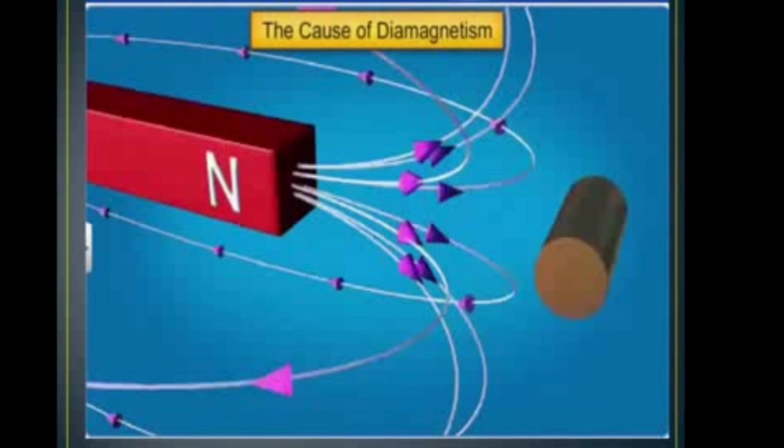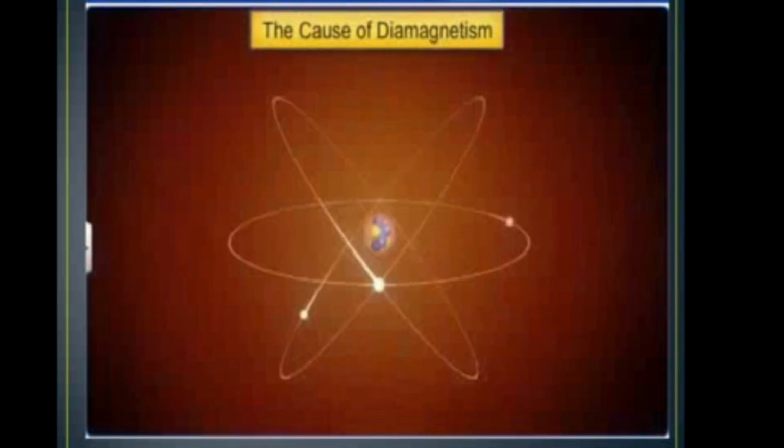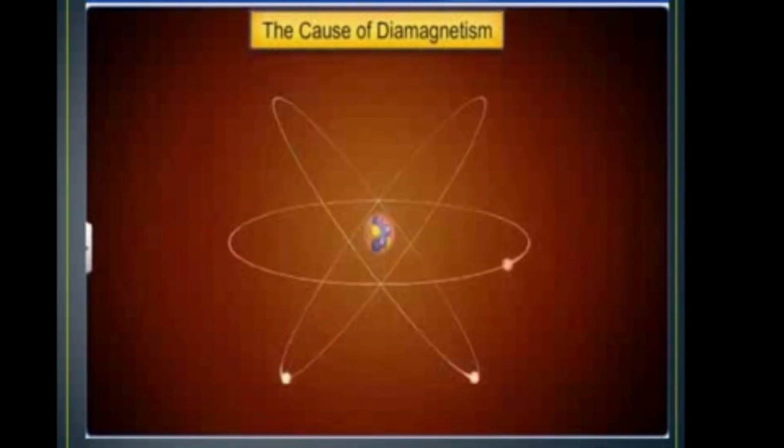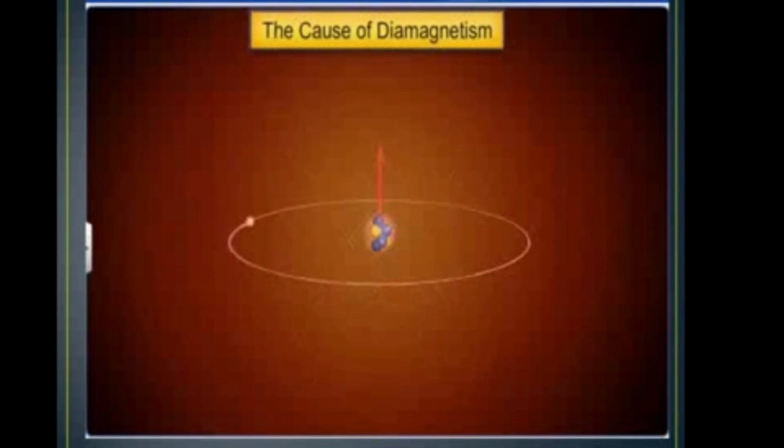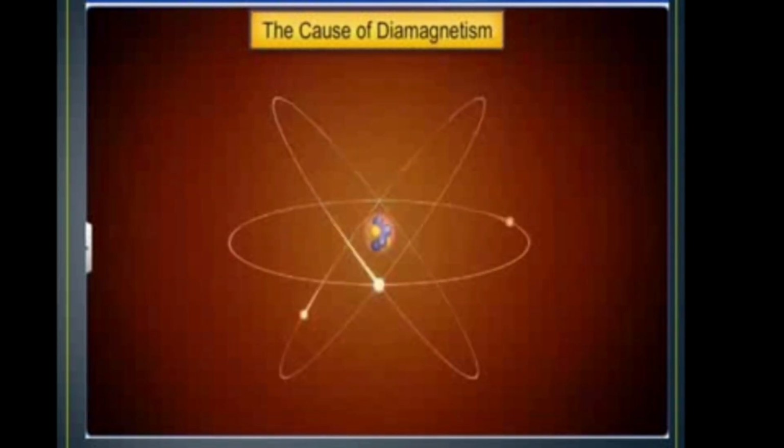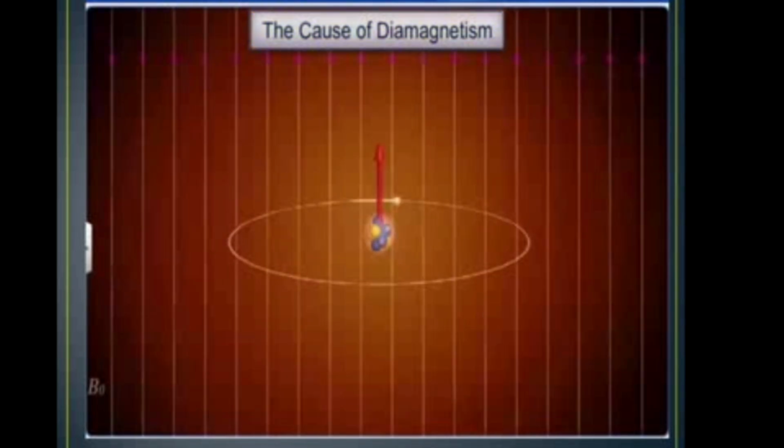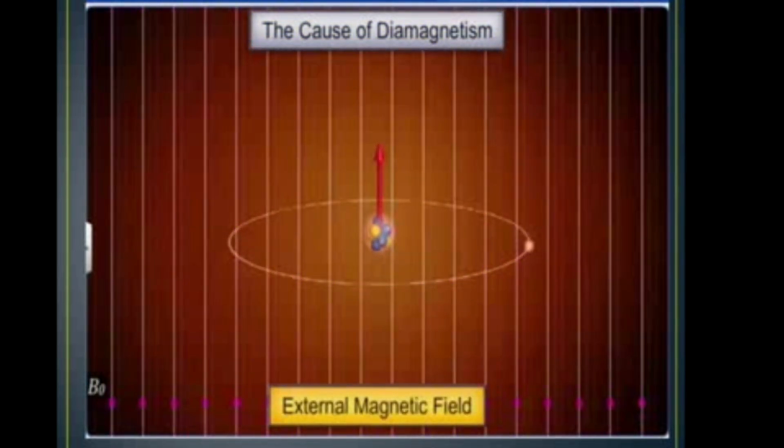You should know the cause of diamagnetism. Electrons revolve around the nucleus of the atom, and so they have a magnetic moment. The magnetic moment is perpendicular to the rotation of the electron. Magnetic moment means the product of the flow of current and the area. It is always perpendicular to the rotation of the electron. The vector sum of the magnetic moments of the atom is 0, because the electrons are moving in random motion in the atom.